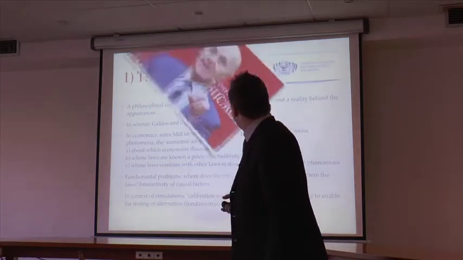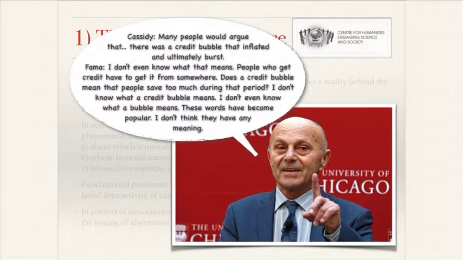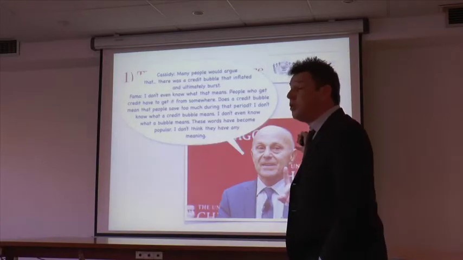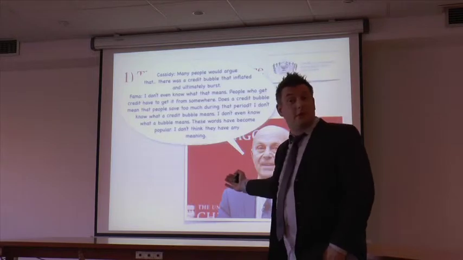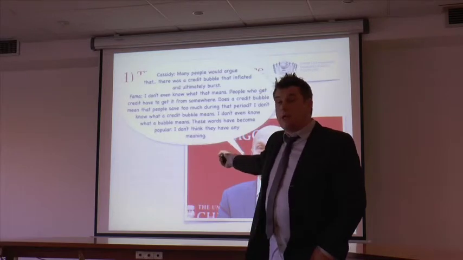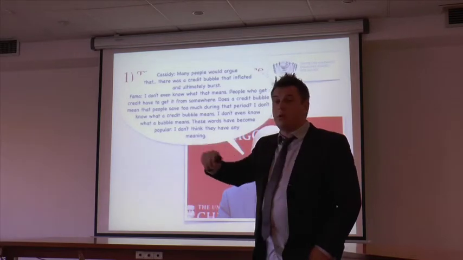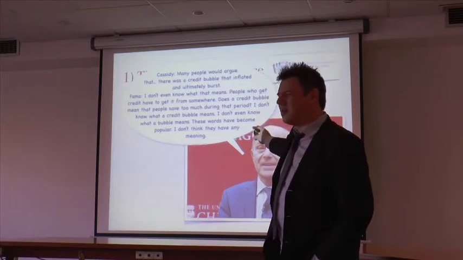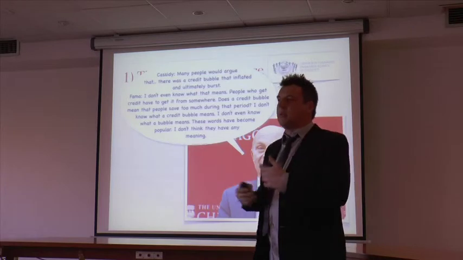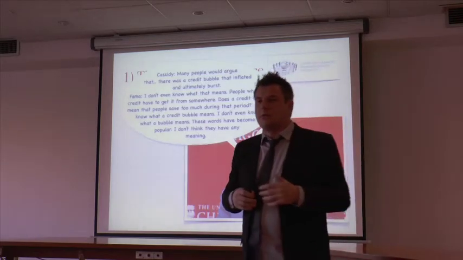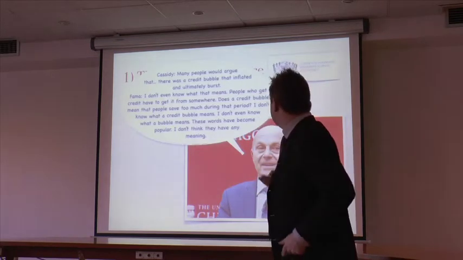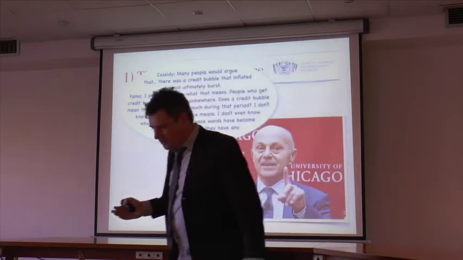Here's just one excerpt from an interview that the New Yorker held with Eugene Fama, who just received the Nobel Prize in economics, about finance. He is the inventor of the random walk hypothesis and the efficient market hypothesis. And so he was asked about this, in the aftermath of the crisis, how can you explain it, and so on. And then here's what he says.